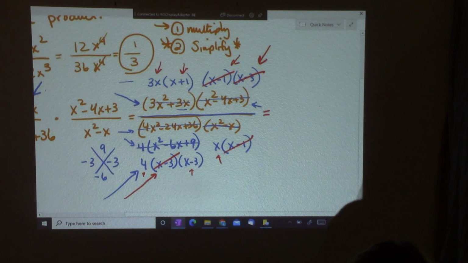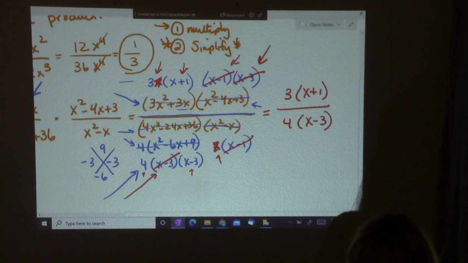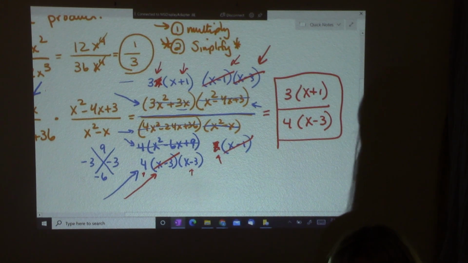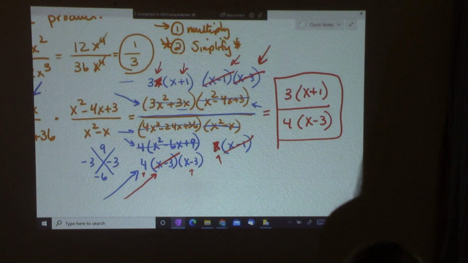Hang on. Oh no, there is one more thing. Look, I have an x here and I have an x up here. So I can cross those out also. Now, what's left? I've got a 3 and an x plus 1 out of what's left down here, 4 and x minus 3. So after I did all that factoring, I could cross out things, and this is what I am left with. Seems like a lot of work, but I'll tell you what, when you get to the end and you start crossing out those binomials, it's kind of satisfying.